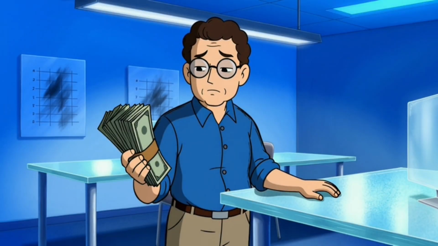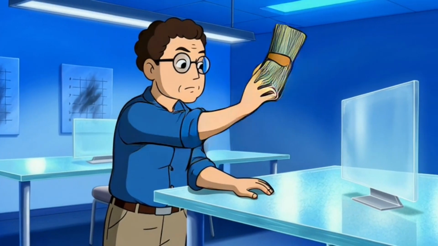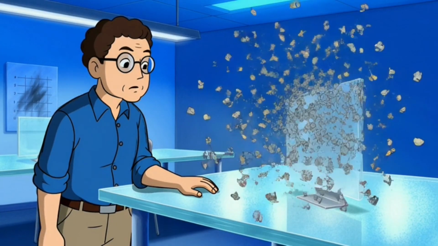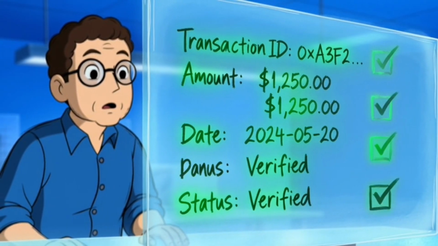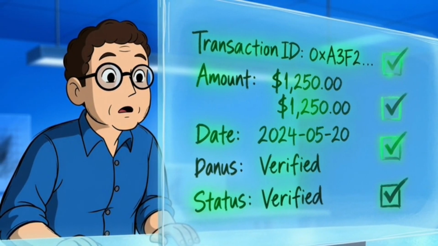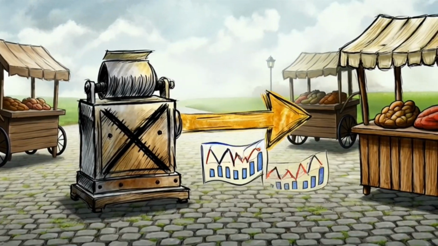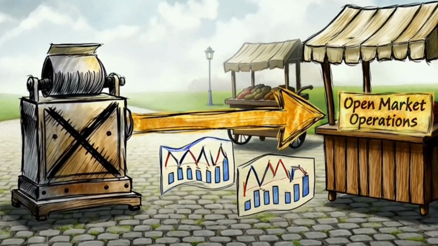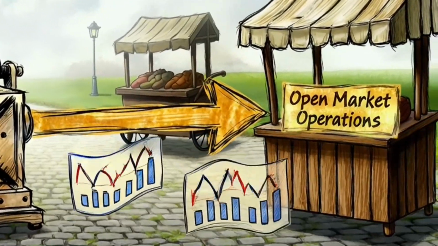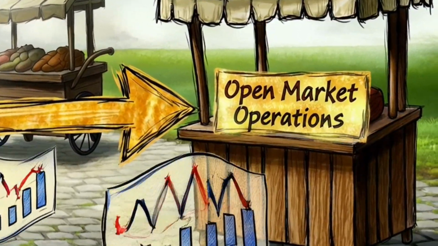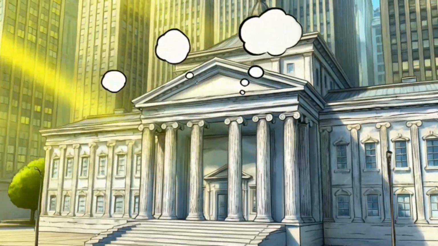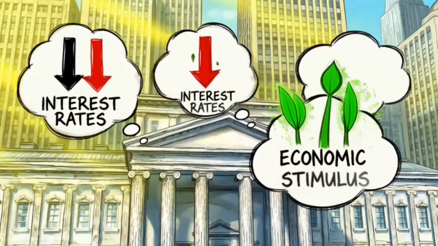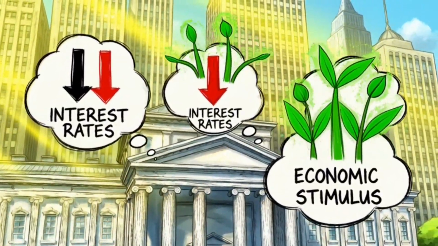To understand money creation, you must first abandon the idea that money is a physical object. In the modern financial system, money is simply a trusted accounting entry. The process begins not with the printing of cash, but with a specific financial maneuver known as open market operations. The central bank decides that the economy needs more liquidity to lower interest rates or stimulate growth.